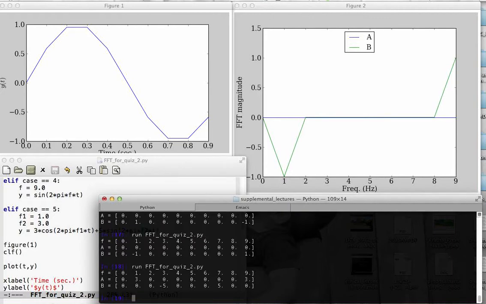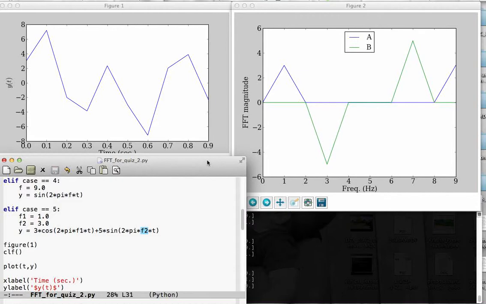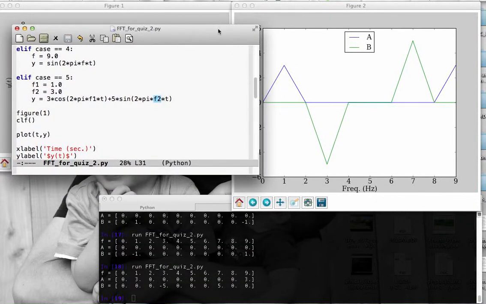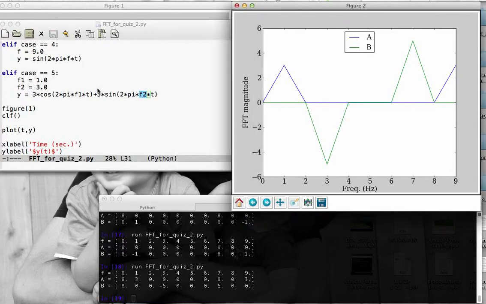So let's run case 5. The time domain signal now looks pretty messed up because we don't have that great of sampling. But what I want to be clear about here is that we do in fact see a magnitude 3 peak at 1 hertz in the a coefficient and at 9 hertz in the a coefficients from the cosine term. And then we have a magnitude -5 peak at f2, which is 3 hertz, and a magnitude +5 peak at fs minus f2, which works out to be 7 hertz.